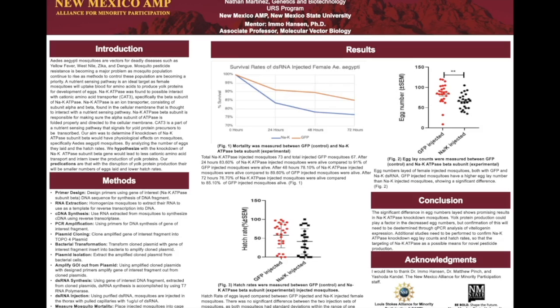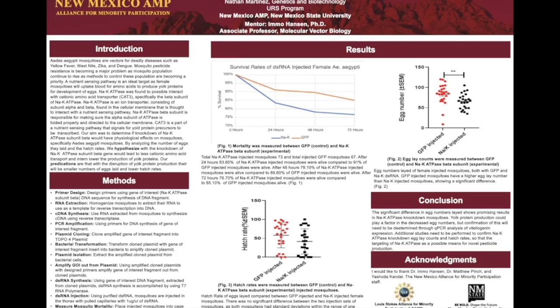So for our results, as you can see in figure 1, this is our 72-hour period for our mortality rates and survivorship. From the 24-hour mark, we have roughly 83% of our injected sodium potassium ATPase mosquitoes still alive, while our GFP injected mosquitoes are around 91% still alive. If we move to our 48-hour period, we can see that roughly 78% of our sodium potassium ATPase injected mosquitoes are still alive, while 89% of our GFP injected mosquitoes are still alive.